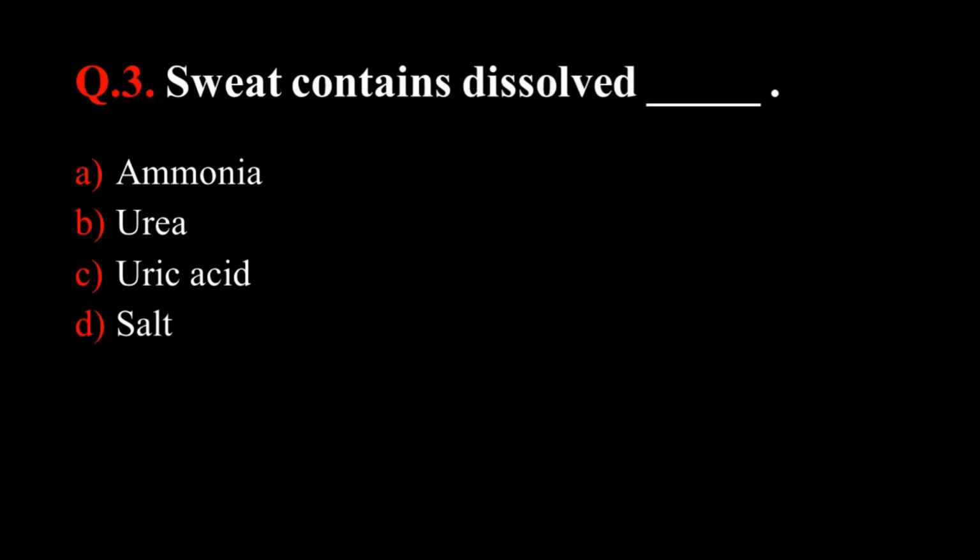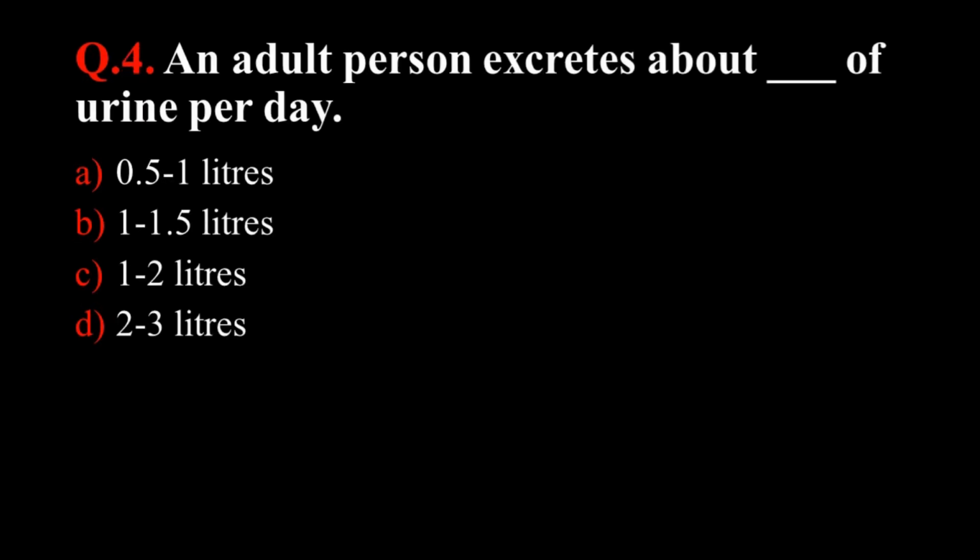Question 3. Sweat contains dissolved, and your options are A. Ammonia, B. Urea, C. Uric acid and D. Salt. And the right answer is D. Salt. Question 4. An adult person excretes about blank of urine per day. And your options are A. 0.5 to 1 liter, B. 1 to 1.5 liter, C. 1 to 2 liter and D. 2 to 3 liter. And the right answer is 1 to 2 liter.